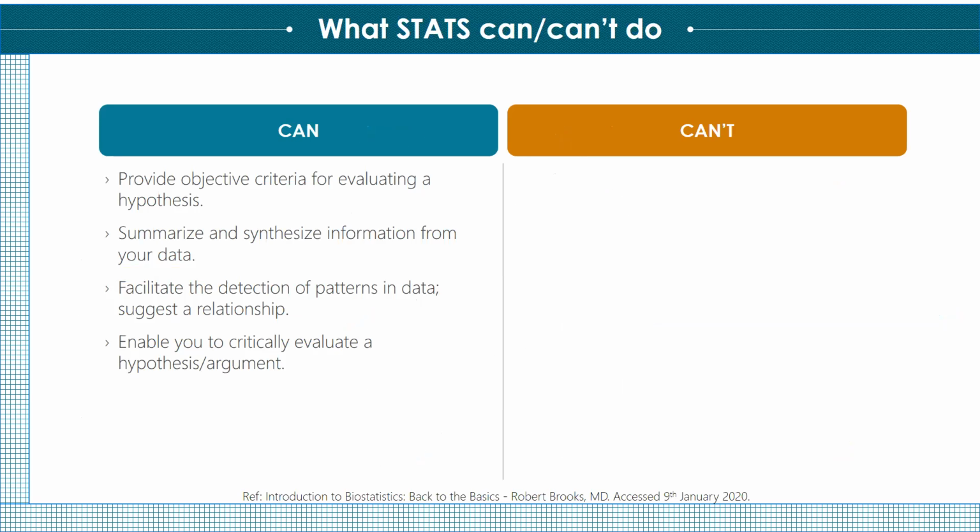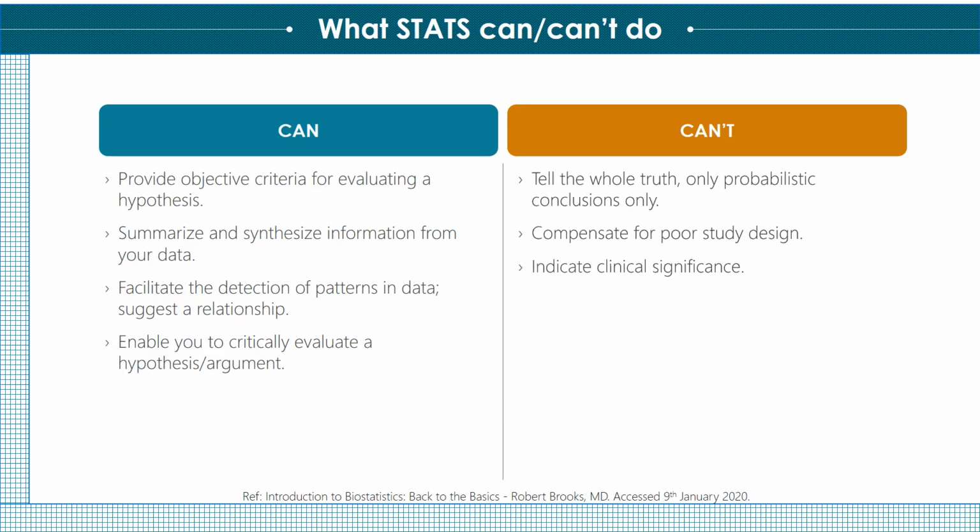So what can statistics do? It can certainly provide objective criteria for evaluating a hypothesis. It can summarize and synthesize information from your data. It can facilitate the detection of patterns in your data and also therefore suggest a relationship or lack thereof. And it can enable you to critically evaluate a hypothesis or argument.